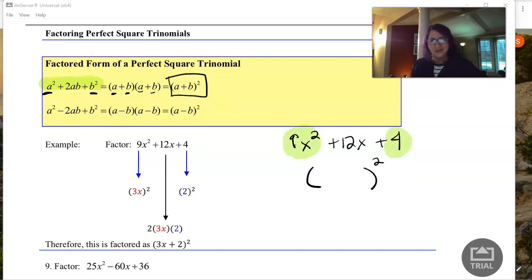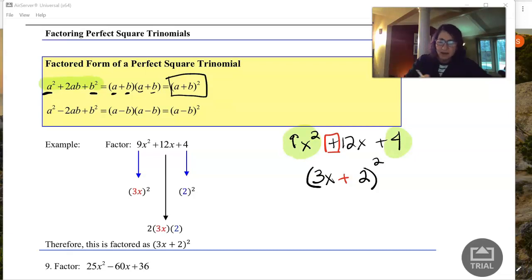Now, we're going to take the square root of 9. That's going to be 3. The square root of x squared, x. And then the square root of 4 is 2. Whatever the sign is between the first and the middle term is going to be the sign of your binomial.